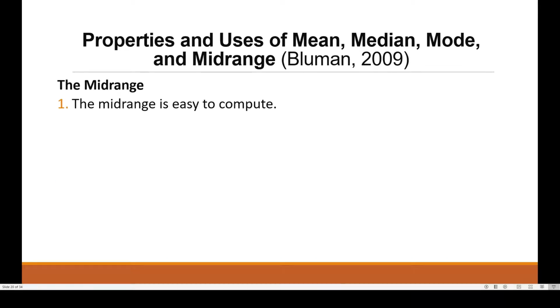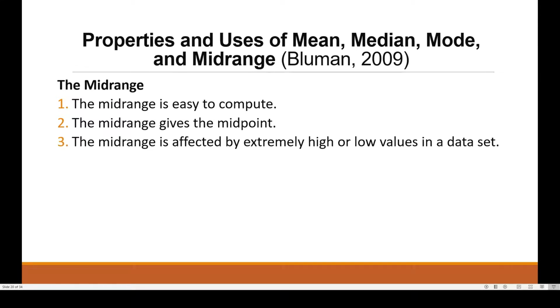The midrange. The midrange is easy to compute. The midrange gives the midpoint. The midrange is affected by extremely high or low values in a dataset.